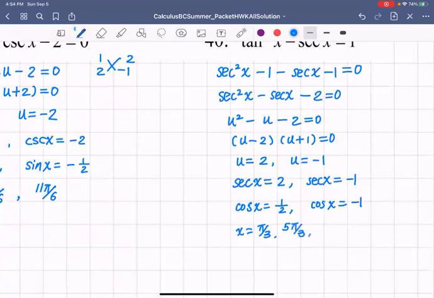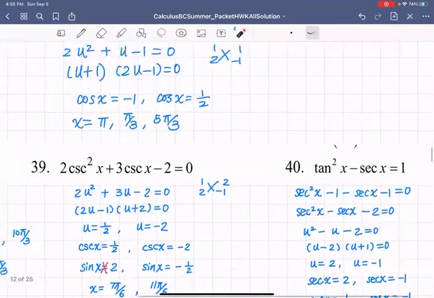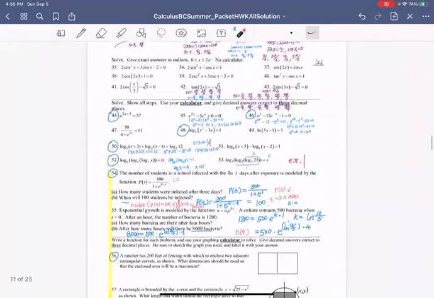And then for -1, x is equal to pi. There you go. That's it. Because there is no 2 in front, you don't need to worry about adding additional solutions. Okay. Yeah, very good. Number 40.